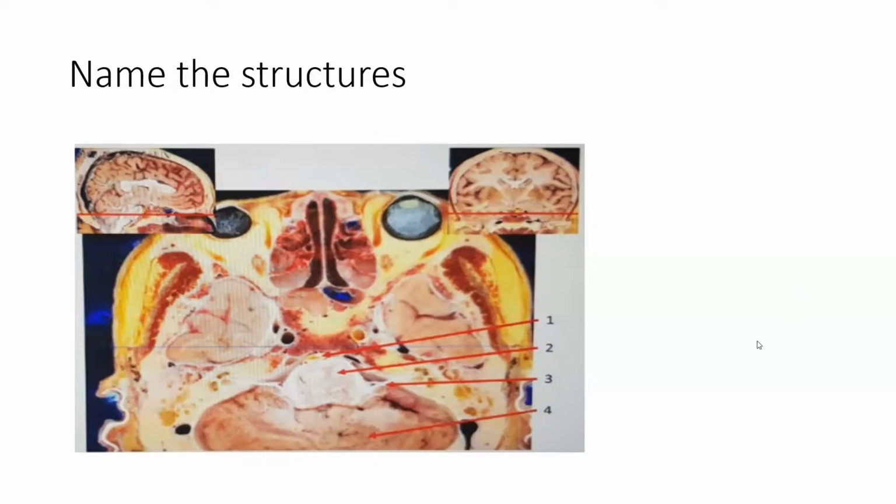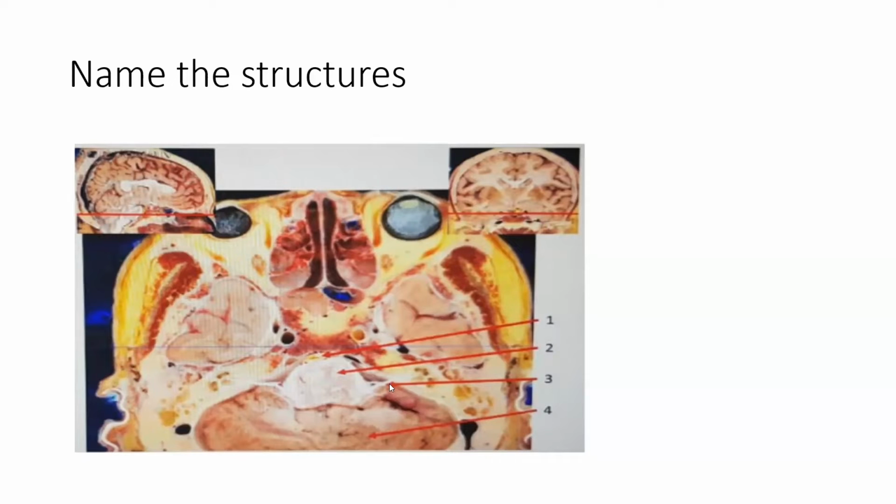So number 2 is going to be the pons. The main identifier is that you can't see the olive, which you'd expect to see in the medulla, and you also can't see the substantia nigra, which you'd expect to see in the midbrain. That would make this one the pons.